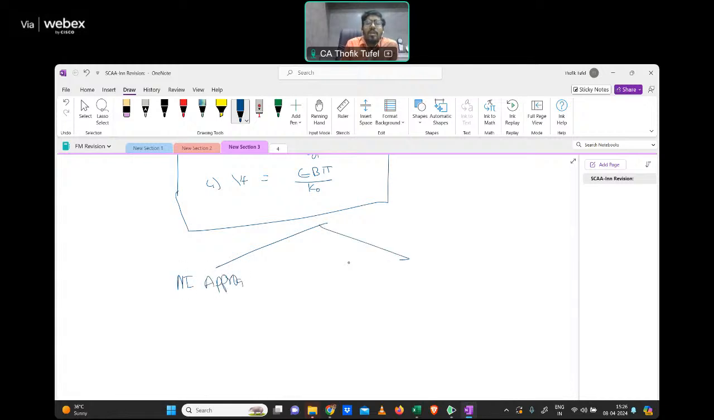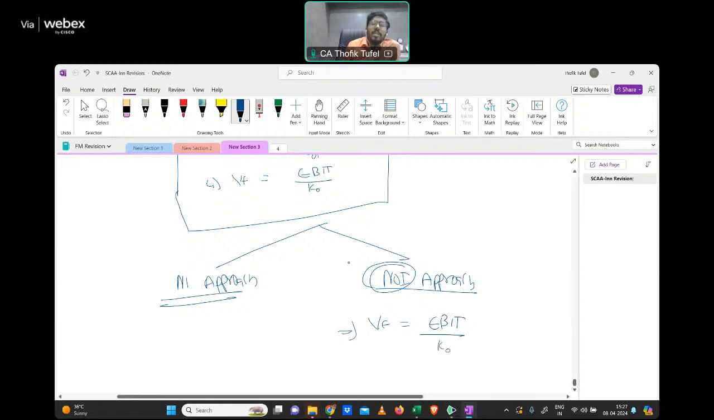Net income approach: you're finding value of the firm using net income, that is, earnings available to equity shareholders. Net operating income approach: you're finding value of the firm using operating income, that is, EBIT. So value of the firm is EBIT divided by KO. This is net operating income.